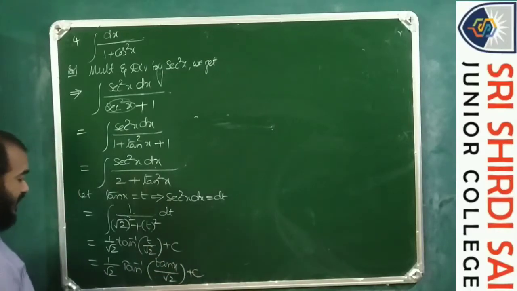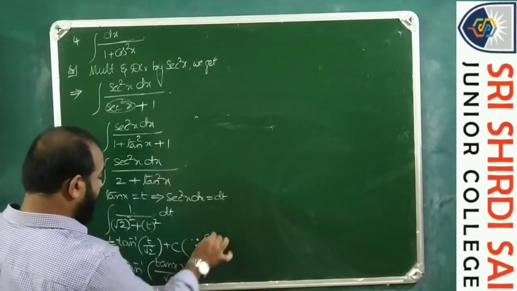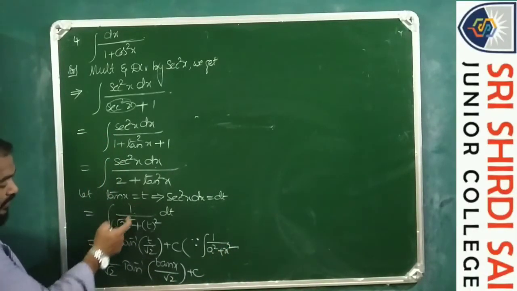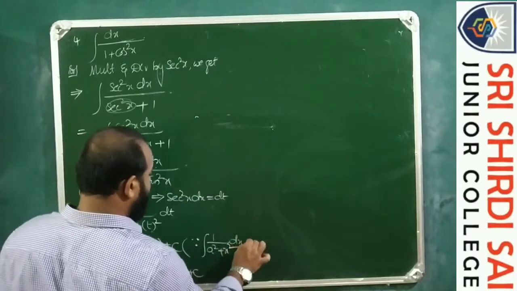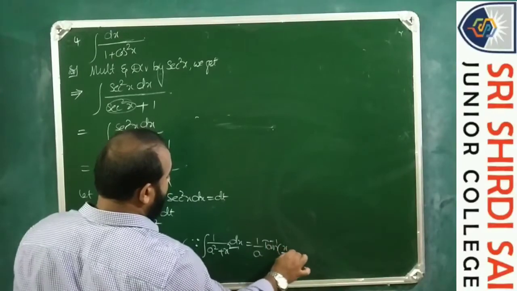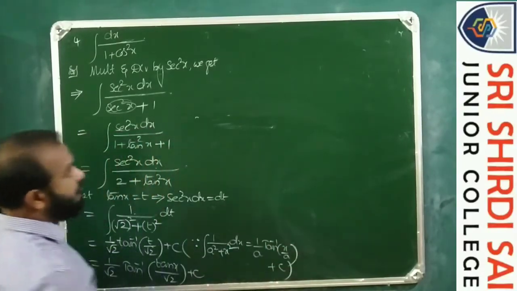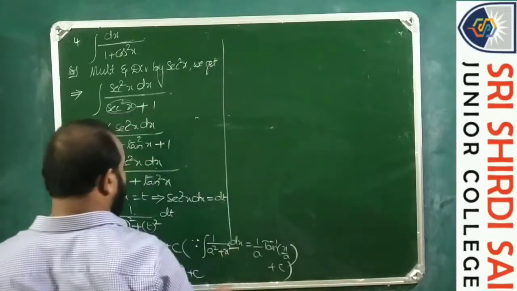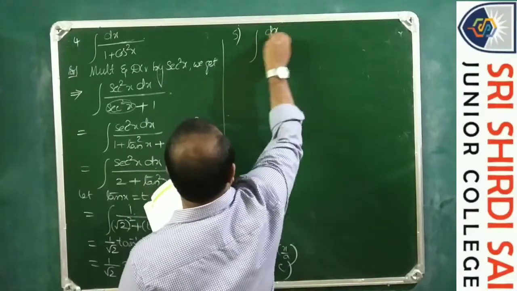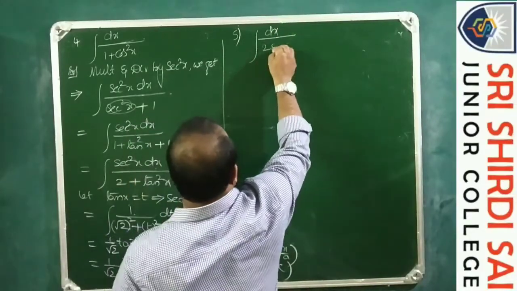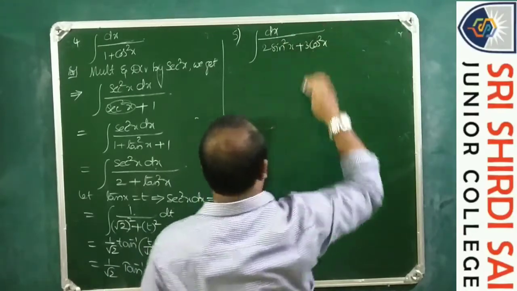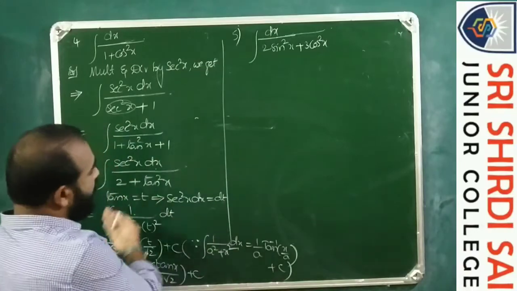The formula used here is, integral 1 by a square plus x square dx is equal to 1 by a tan inverse x by a plus constant of integration c. The next question is integral dx by 2 sin square x plus 3 cos square x. So this is again the same method as what we have discussed here.